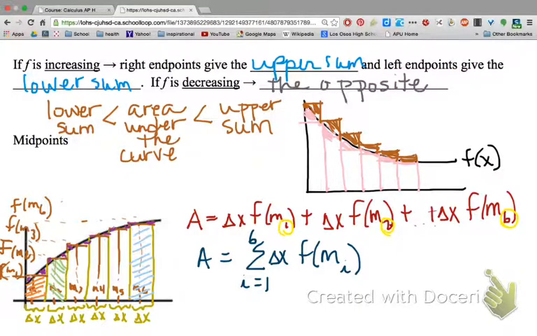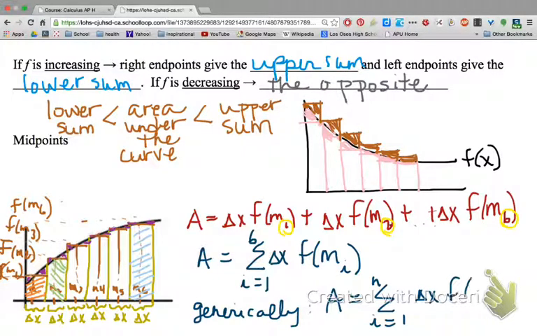And again, that's specific to that picture. Generically, I would keep going with all the rectangles, however many that would be. I don't know how many rectangles it's going to take, because again, it depends on how wide I make them. So it would go from 1 to n. And then I would just do m sub i. So it's a lot of new notation. Take your time, see if you can get your head wrapped around it.